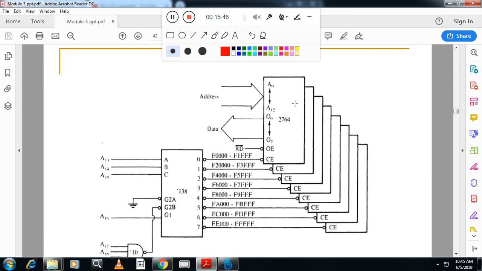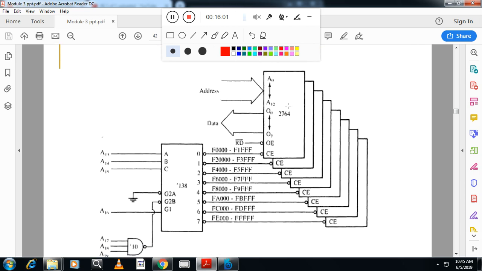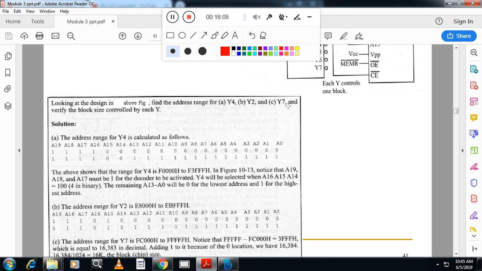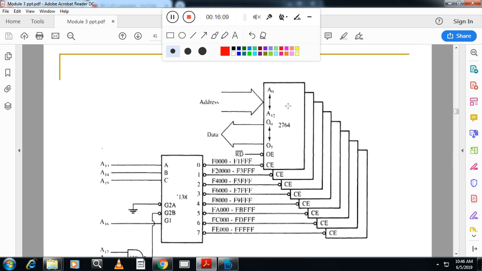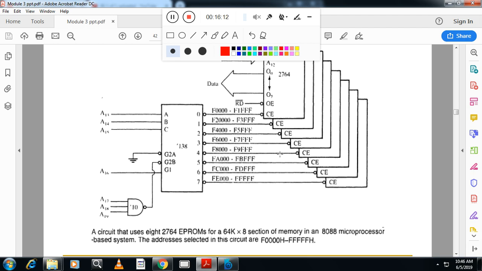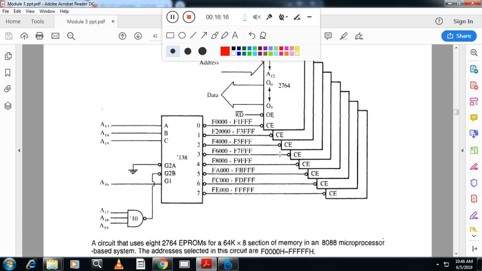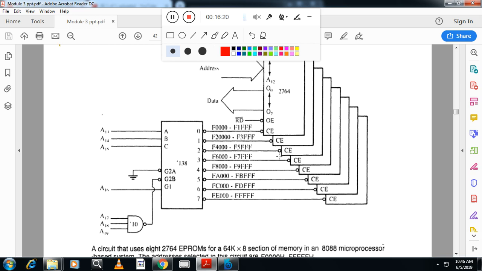Now, how to connect 8 chips? When you connect 8 chips, what is the range you will get? That you have to see. 64K into 8. So here 0 to 12, and 13 lines are here, 14, 15, 16 lines are here. Then the rest of the lines are these. So you have to design to connect 8 chips to this one. So you have to calculate the address.